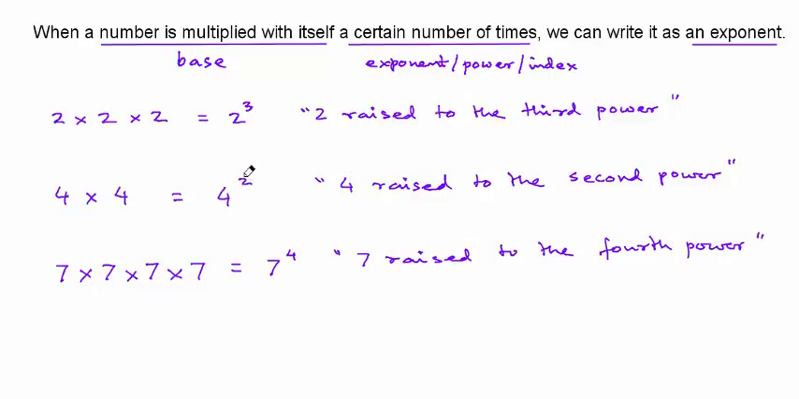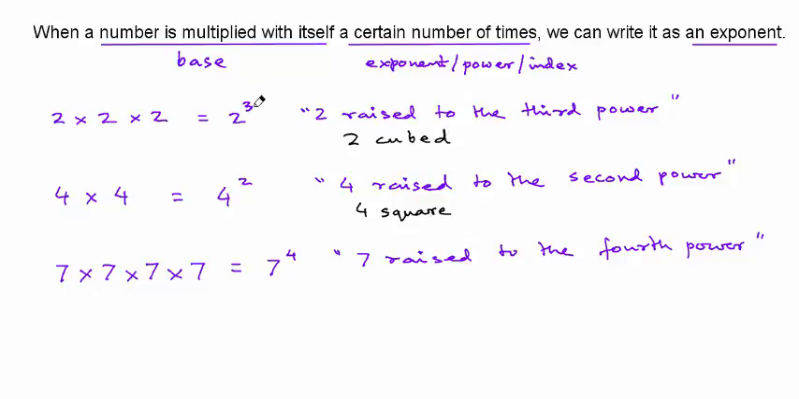When the power of the exponent is 2, we also call that the square of that number. So you could also call this 4 squared. Similarly, when the power of the exponent is 3, we call it the cube of this number. So you could call this 2 cubed.